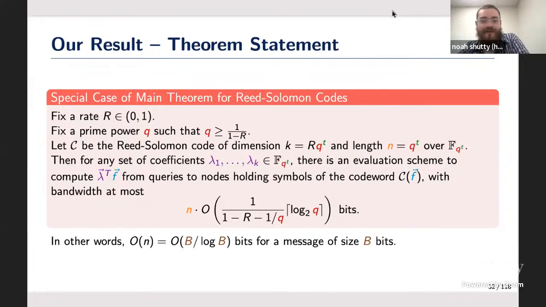If we think of Q as a constant, this is like B over log B bits at most, if the message has size B bits. So this is an improvement of a factor of log B over this naive scheme of downloading all B bits that you would need to recover the message.